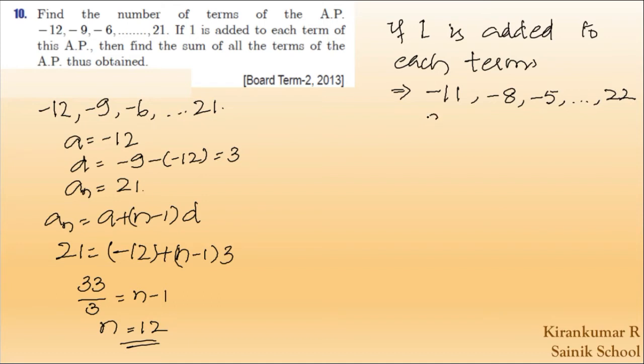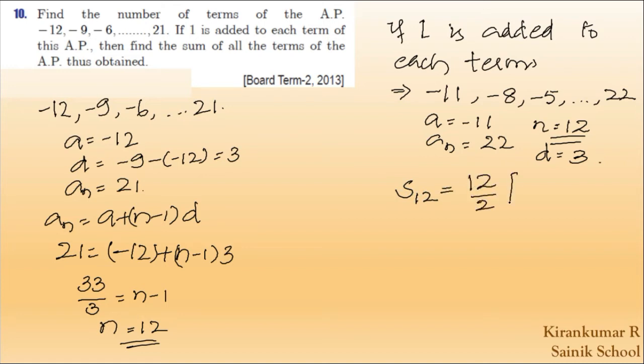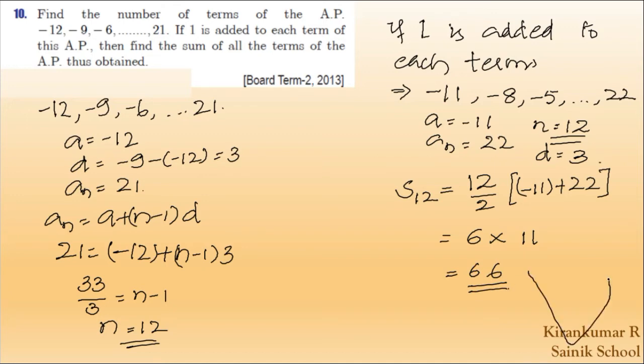In this case, the first term is negative 12, last term is positive 22. Number of terms are same, 12 terms, and the common difference also will remain same. So with this information, we need to find out the sum of first 12 terms. So 12 by 2 multiplied to first term added to the last term will give sum of 12 terms. So 6 multiplied to 11. So 66 will be the sum of terms if 1 is added to each of the terms.